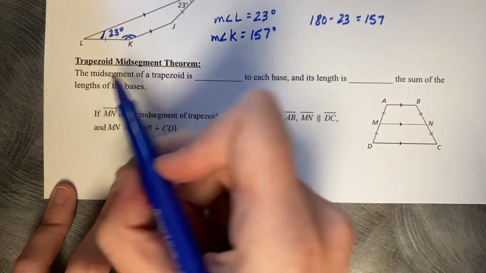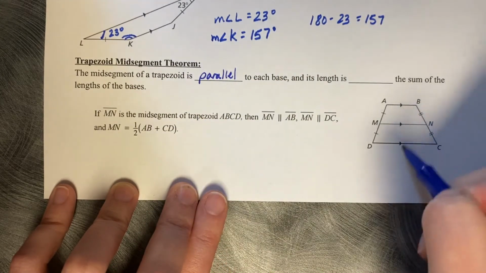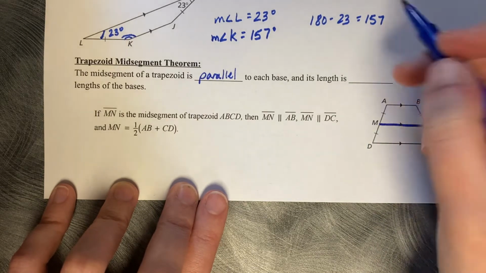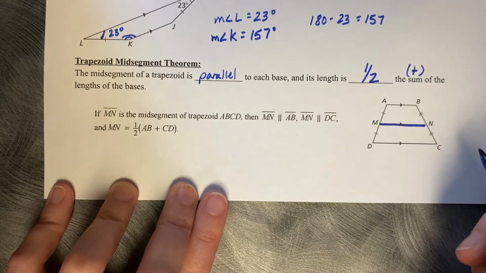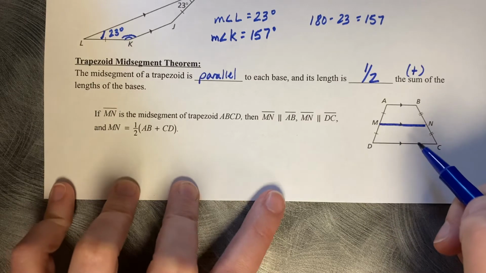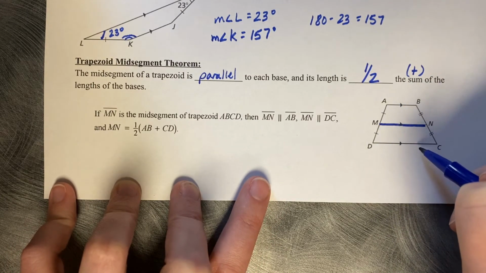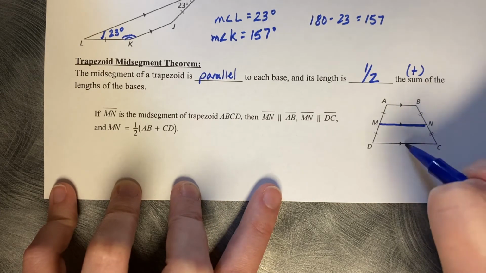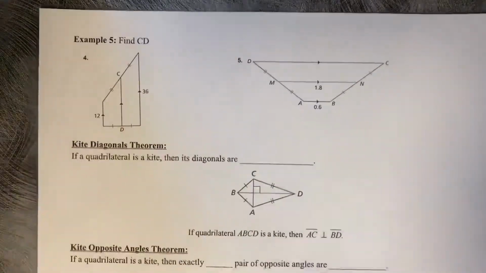So first thing we need to know is that the mid segment of a trapezoid is parallel to each of its bases. And then this length in the middle is 1/2 the sum of the two base lengths. So I would do AB plus DC and then cut that in half to get MN. So it's not just 1/2 of one of the lengths, it's half of both of the lengths. So let's try some examples.